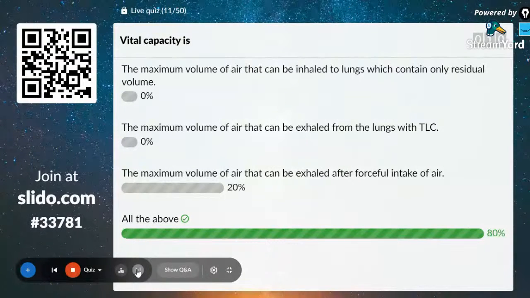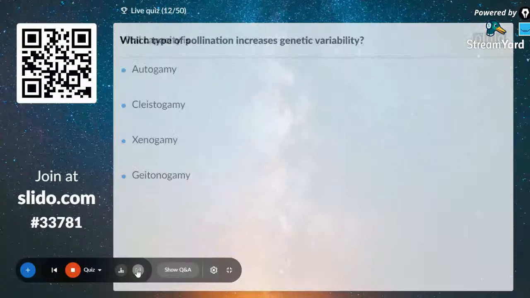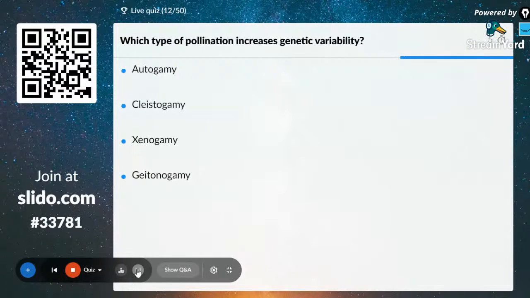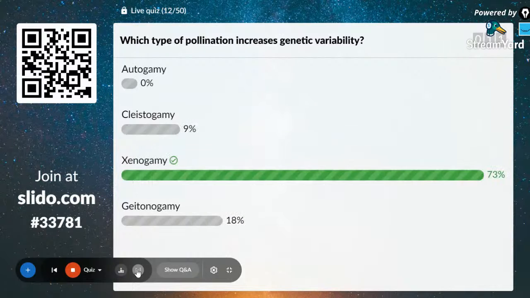Next question. Which type of pollination increases genetic variability? Autogamy, cleistogamy, xenogamy, geitonogamy. Perfect, guys. Direct question from your NCERT. It is xenogamy. Next question on the screen.